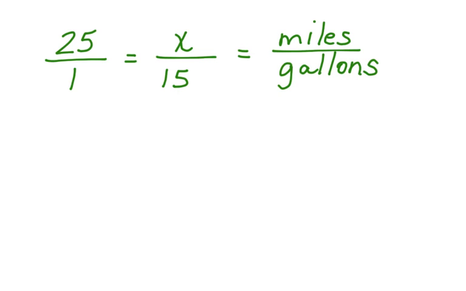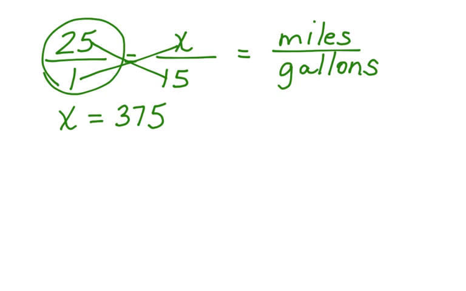Now we can cross multiply and solve. 1 times x is x equals 25 times 15, which is 375. With this rate, the family can travel 375 miles on 15 gallons of gas.